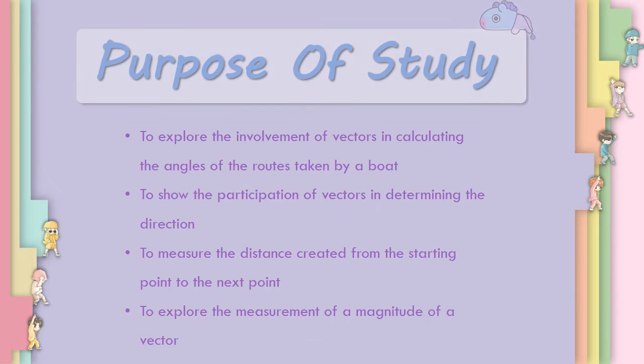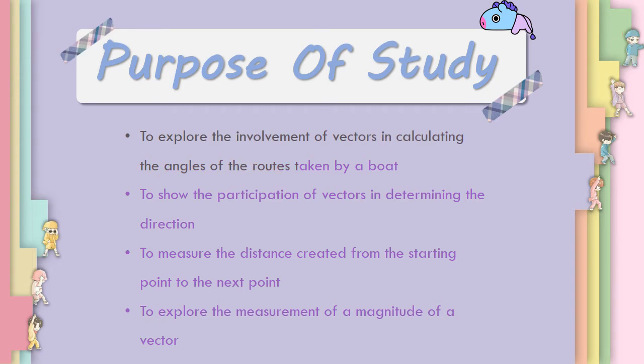Now, I will explain the purpose of the study. A vector in mathematics is a quantity that has both magnitude and direction. Examples of such are velocity and acceleration. Through the study, we want to explore the involvement of vectors in calculating the angles of the route taken by a boat. Next, we want to show the participation of vectors in determining the direction taken by the boat. Also, we want to measure the distance created from the starting point of the route to the next point. Last but not least, we want to explore the measurement of the magnitude of a vector.